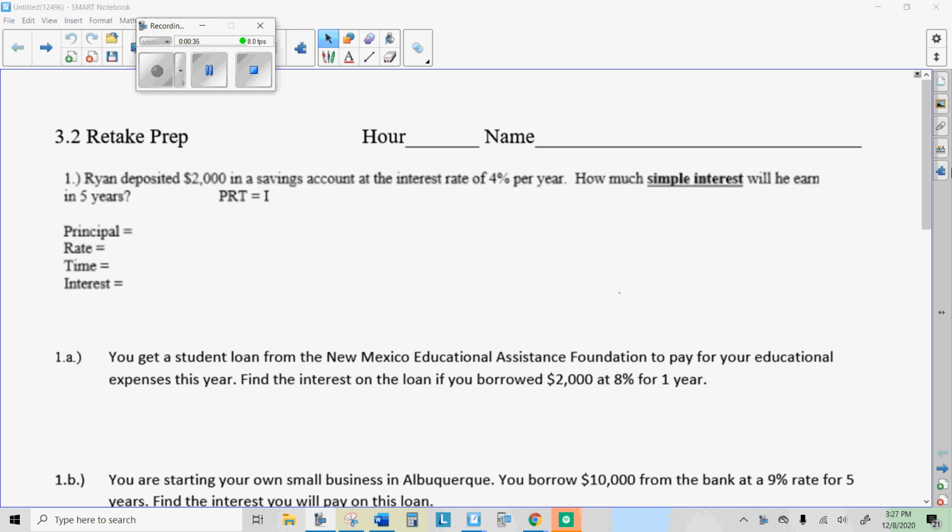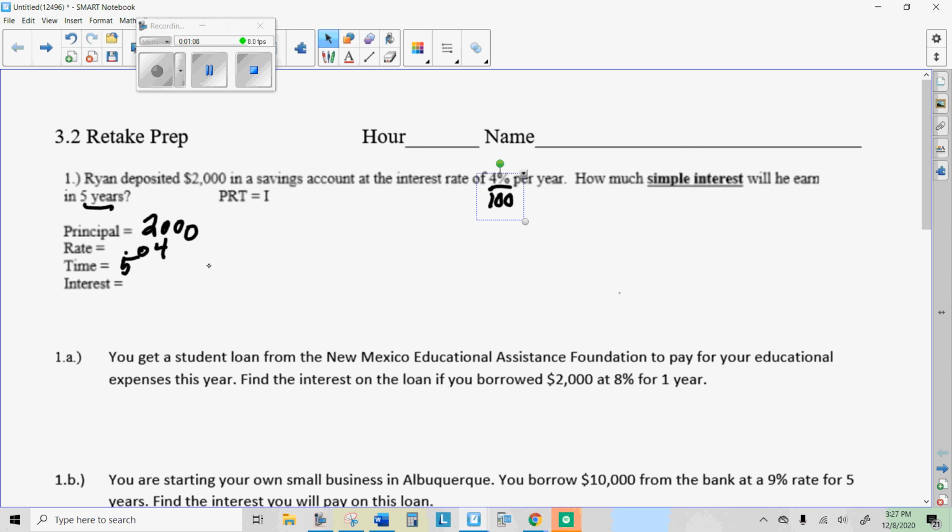All right, let's start off here with a simple interest problem. Ryan deposited $2,000 in a savings account. Whatever you deposit, that's your principal. The rate is 4% per year. Make sure you divide that by 100 so it's a decimal, 0.04. The time is how long the savings account time is, and that's 5 years.